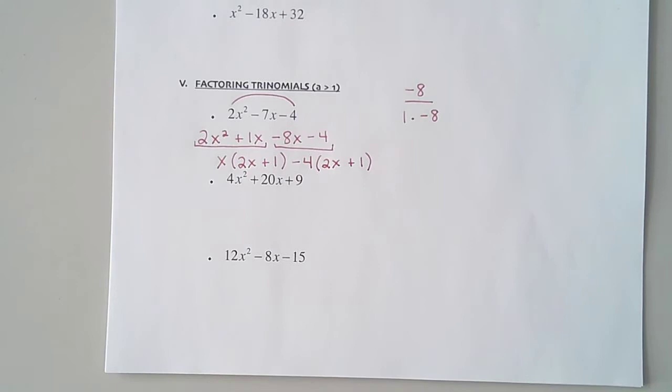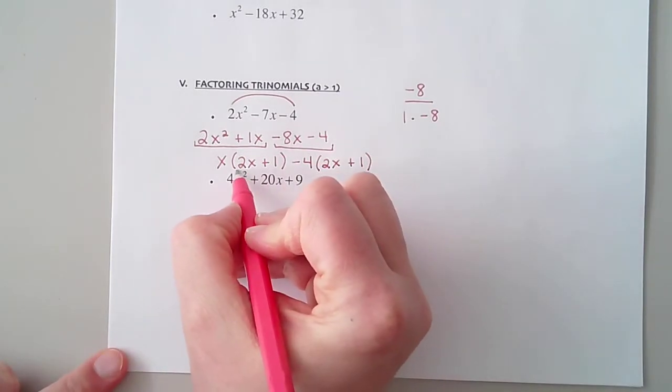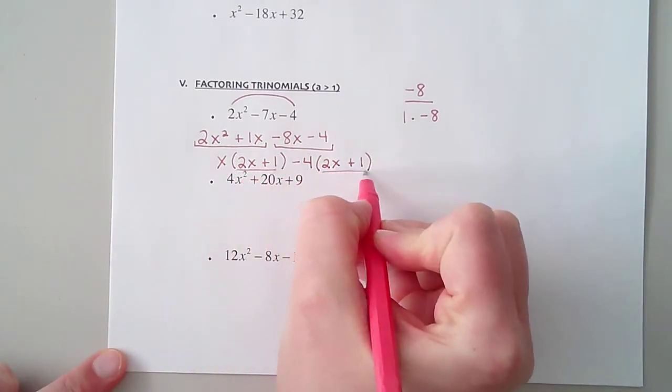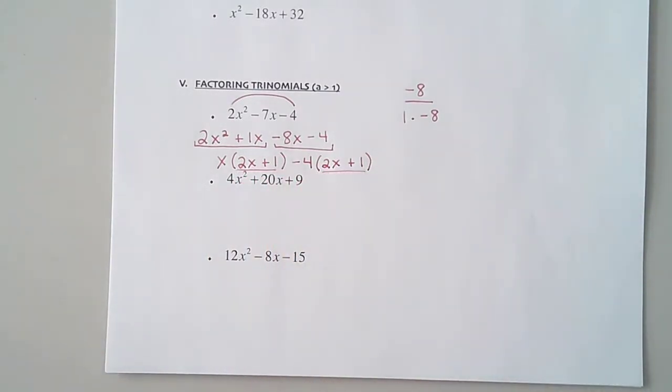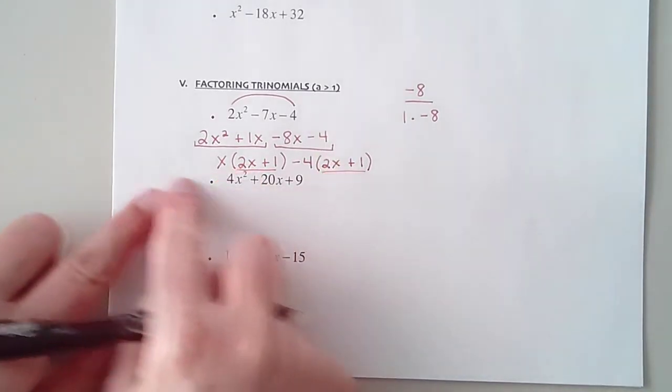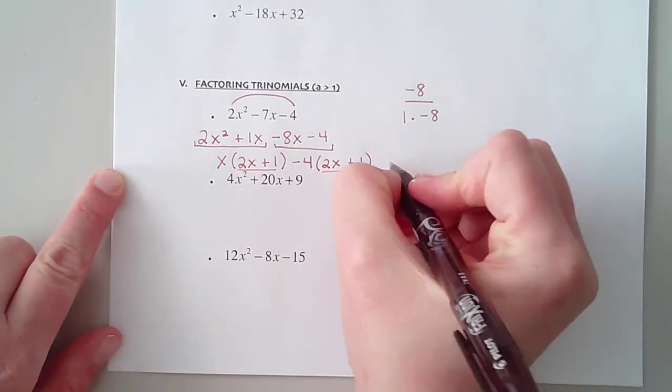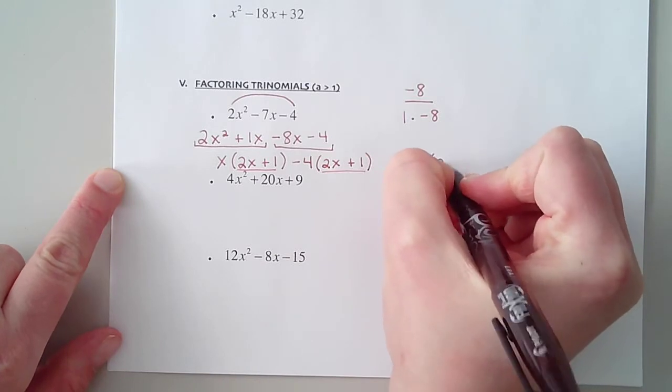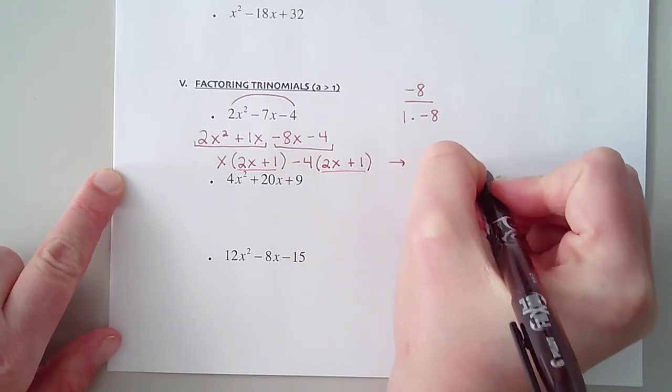And what you should notice at this point, and this should happen every single time as long as you do everything correctly, is now I'm left with twins. I'm left with these parentheses that match exactly. What I'm going to do is pull that out like it's a common factor. So I'm going to make this 2x plus 1 pulled out in front.